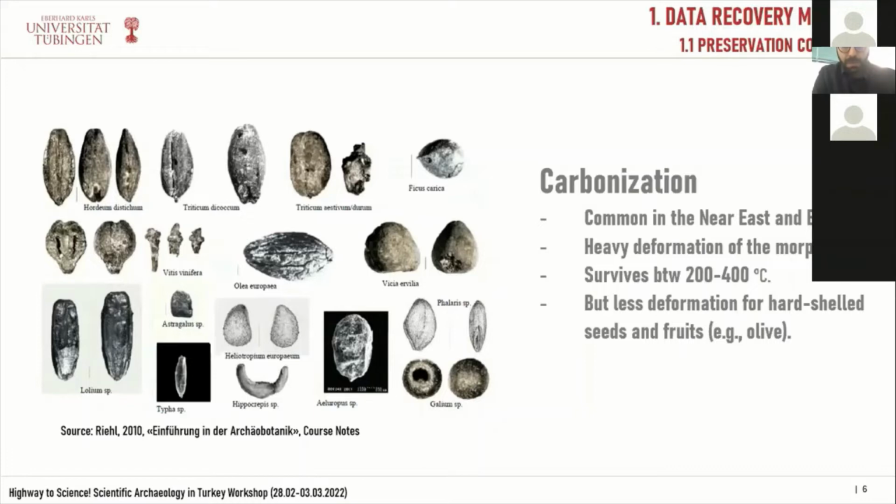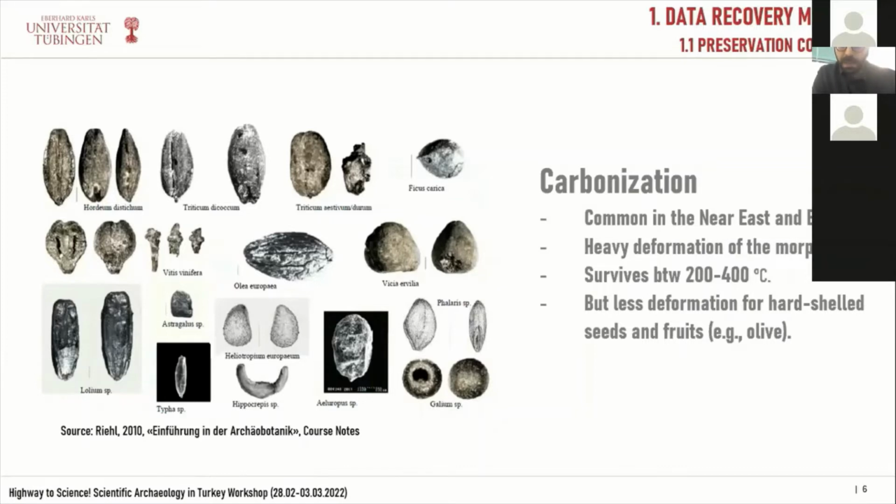Carbonization, this chemical process, occurs from 200 to 400 degrees. So if you go over 400 degrees, the remains, the seeds or fruits, will be deformed too much, and it is getting too difficult for identification.